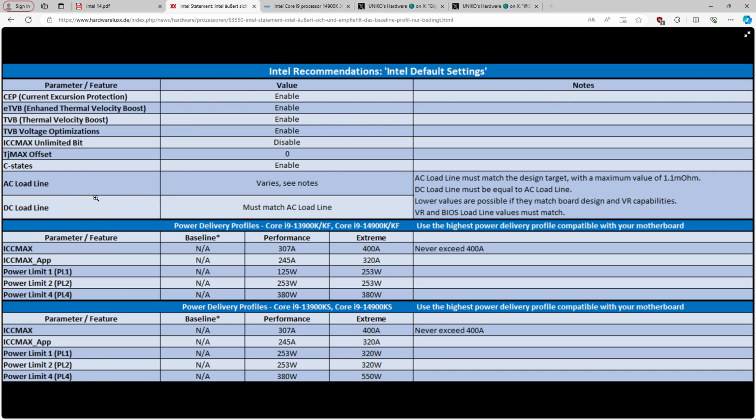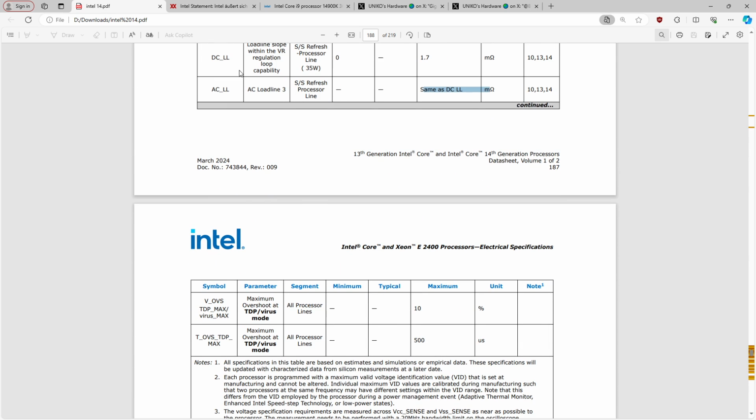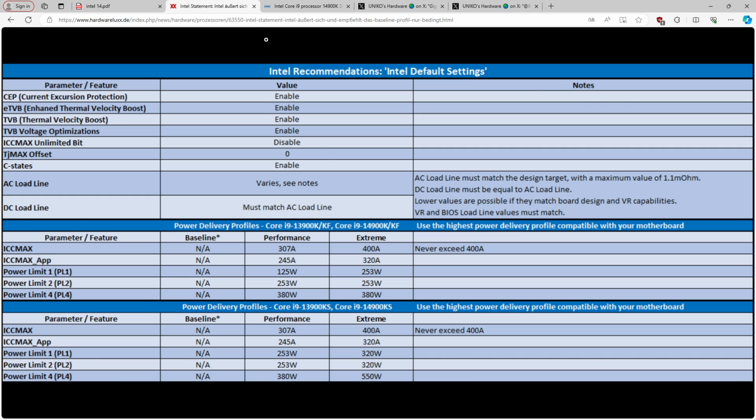Well, it's nice to have some clarity on that. Yes, AC and DC load line should in fact be exactly the same value, not just AC load line can't be higher than DC load line. That's nice, I guess. Now let's go through the actual power limit.